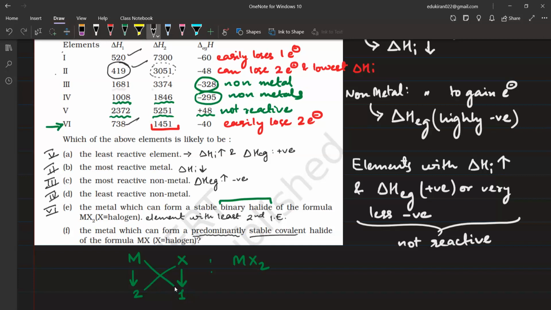But if I look at the first element, it is having quite low first ionization enthalpy, and its second ionization enthalpy is very high. That means it cannot make MX2. It will always make MX. But in the second element, the element number 2, it has some probability of making MX2. That is why when they are asking predominantly, then I will say the first one.